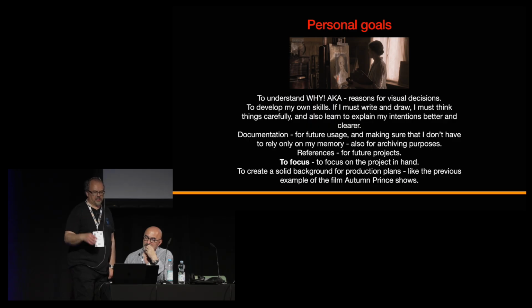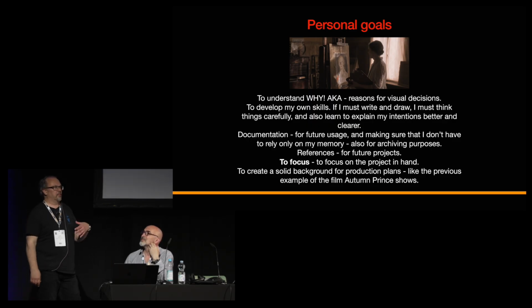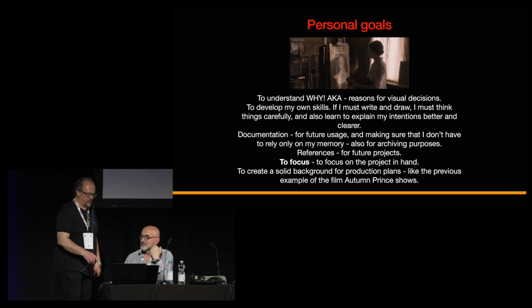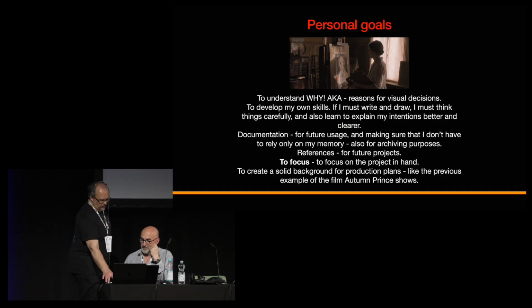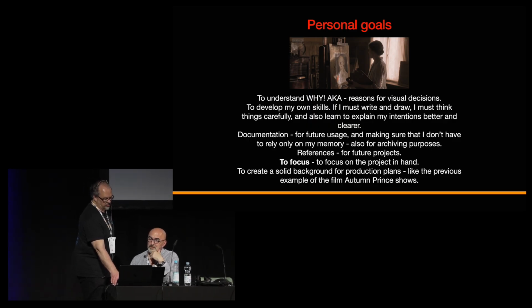And personally, this helps me to focus on the project at hand. I always say that usually the crew tells how good the catering was on the previous film and what excellent locations we have on the next film. But wait, come on, we have this film to do. We have to focus on this one and make this as great as possible. And this is part of that, also helping me. And then the crew also understands when I put this book on the table that, okay, he maybe wants something. So this is the tool to create a solid background for production plans, like the previous examples of the film Autumn Prince showed.